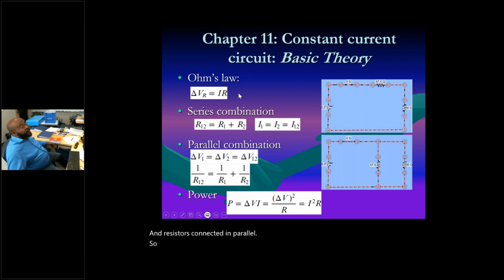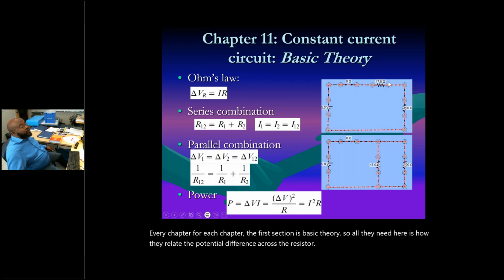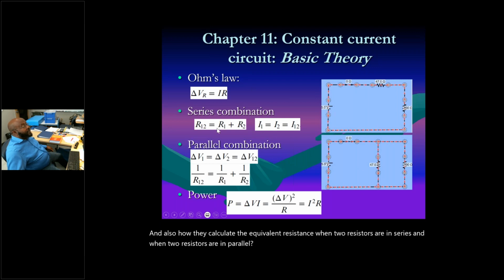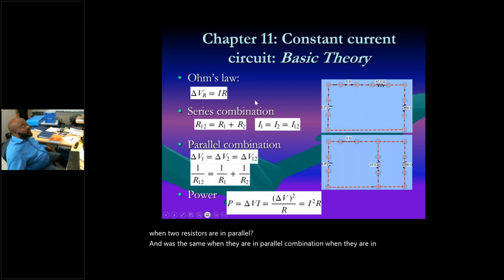Like every chapter, the first section is basic theory. All they need here is how to relate the potential difference across a resistor to the current and the resistance, and also how to calculate the equivalent resistance when two resistors are in series and when two resistors are in parallel. And what's the same in a series combination? The current is the same. In parallel, the potential difference is the same.